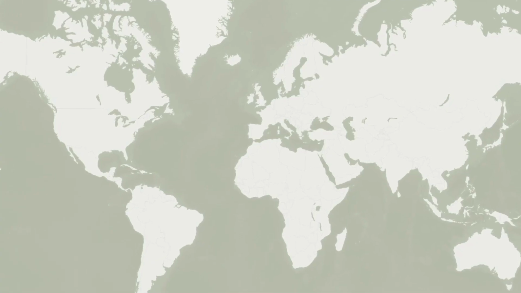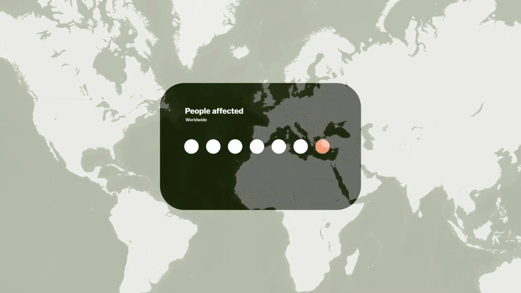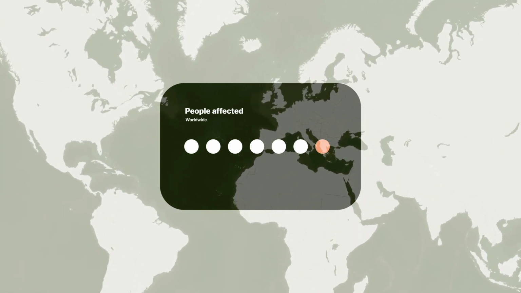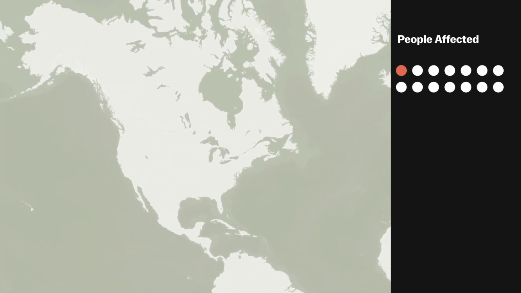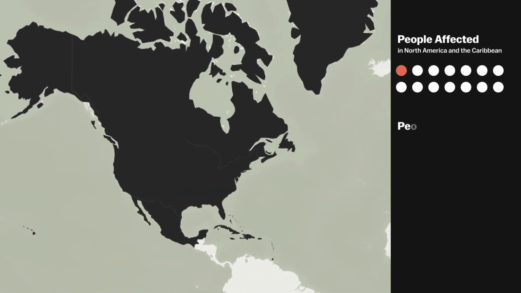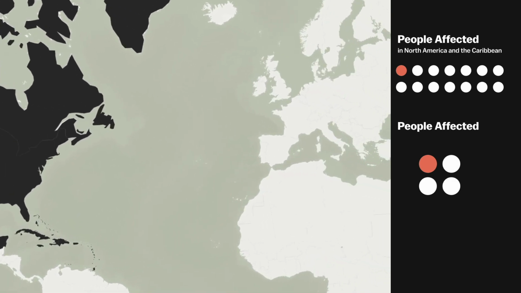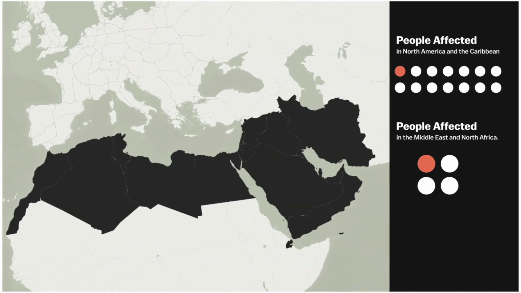Worldwide, gestational diabetes affects about 1 in 7 people during pregnancy, though this number varies by region. 1 in 14 people is diagnosed with gestational diabetes in North America and the Caribbean, whereas 1 in 4 people is diagnosed with gestational diabetes in the Middle East and North Africa.